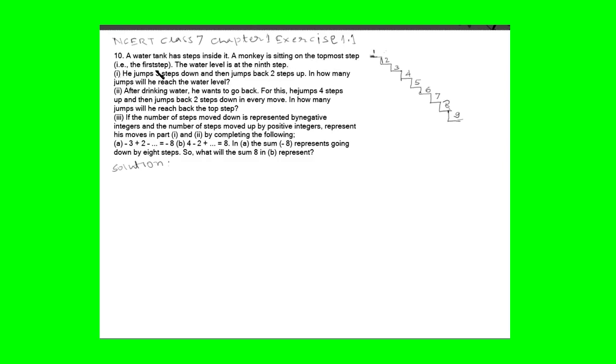Part 1. He jumps 3 steps down and then jumps back 2 steps up. In how many jumps will he reach the water level? So let's solve part 1 of the question. In the beginning, the monkey is on step 1.